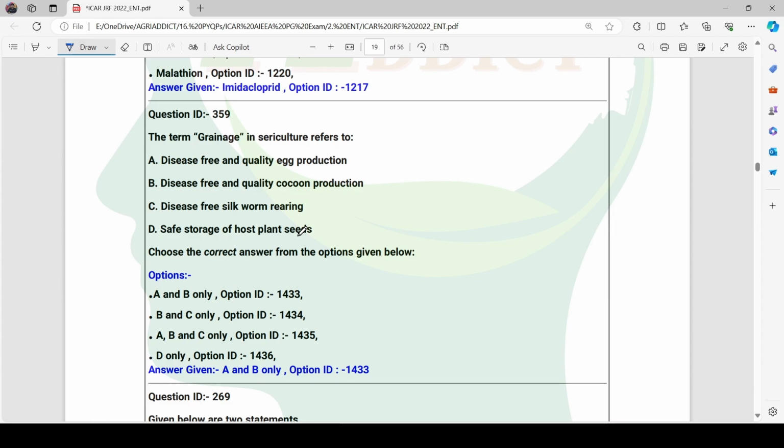Next question is, the term grainage in sericulture refers to disease-free and quality egg production. Yes. Disease-free and quality cocoon production. Yes, both are correct. Disease-free silkworm rearing. No. Safe storage of host plants, no. So option A, that is A and B only, is the correct answer.